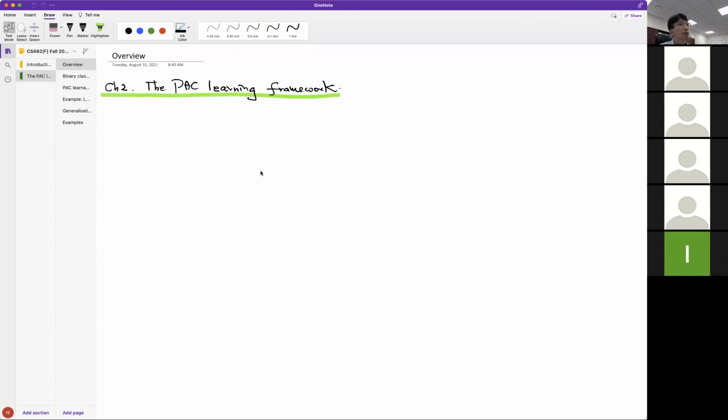Okay, so what we're gonna discuss today and maybe tomorrow, not tomorrow, the next two lectures are going to be about this PAC learning framework. Okay, and then so let me start with an overview about this PAC learning framework.